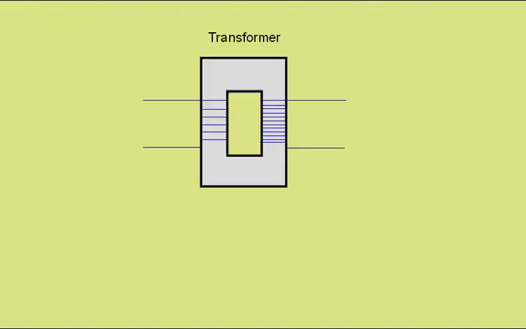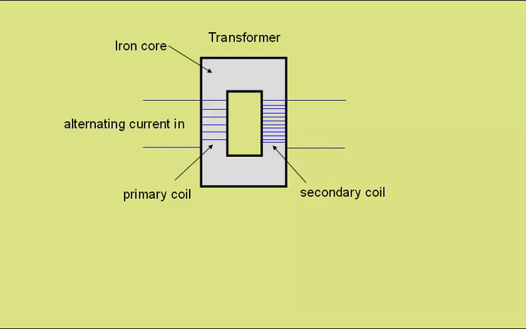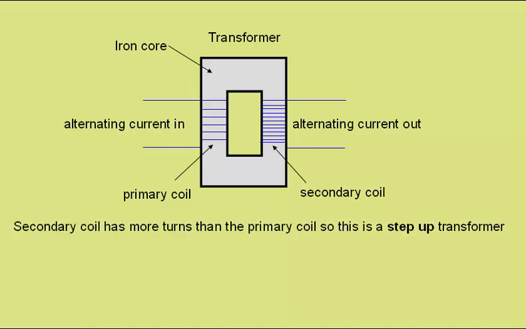Now, the transformer consists of an iron core and a primary coil of wires and a secondary coil of wires. We apply an alternating current to the primary coil and we get an alternating current out. For this transformer, the secondary coil has more turns than the primary coil, and this then is a step-up transformer. The potential difference is increased and the current is reduced.